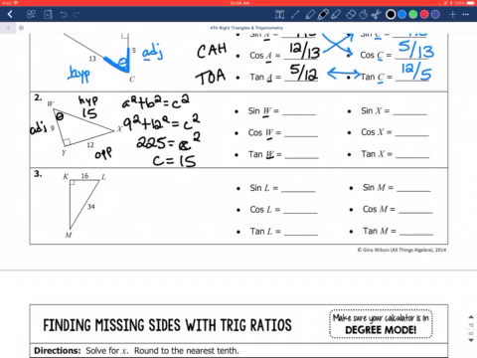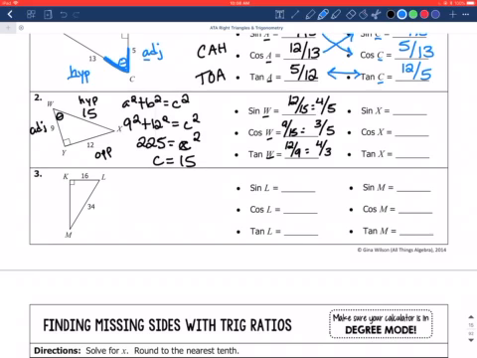So for sine, opposite over hypotenuse, that will be 12 over 15, which we need to simplify out to 4/5. For cosine, that will be adjacent over hypotenuse, 9 over 15, which both of those are divisible by 3, and that will be 3/5. Lastly, tangent will be opposite over adjacent, which would be 12 over 9, which simplifies out to 4/3.